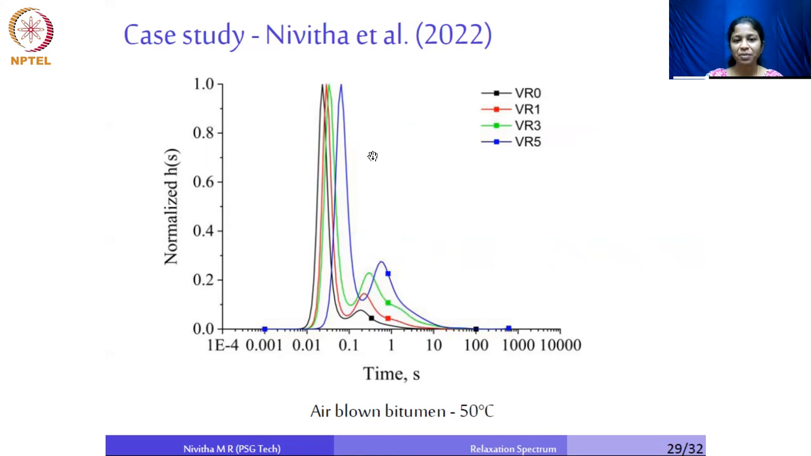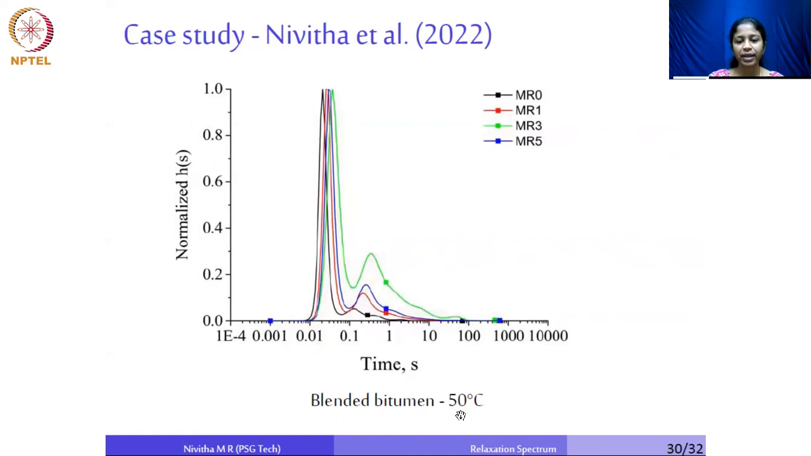But one difference that we could see is the shifting of the peak. The already existing peak was present, but it is shifted to higher relaxation times. So basically, we said the relaxation time is infinite for an elastic material. So as it moves towards higher relaxation times, we see that the material is behaving like a more elastic kind of a material. So that was one observation that we were able to obtain from this. This is for an air-blown material at 50 degrees.